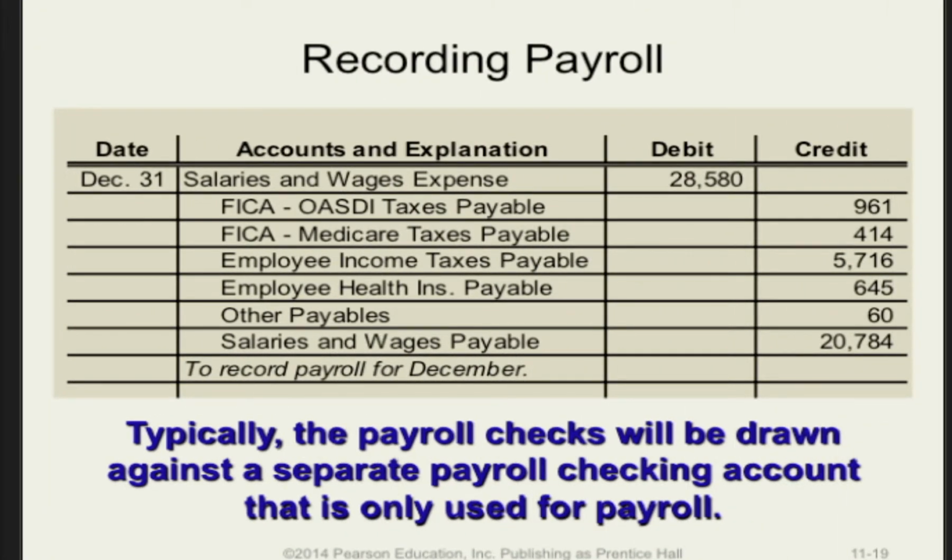So this is what it would look like. The entry will require a debit to salaries and wages expense for $28,580. The credits will be made to FICA OASDI, FICA Medicare, income taxes payable, health insurance payable, other payables, and salaries and wages payable, as you can see from the example here.